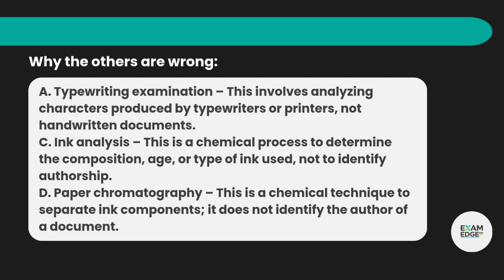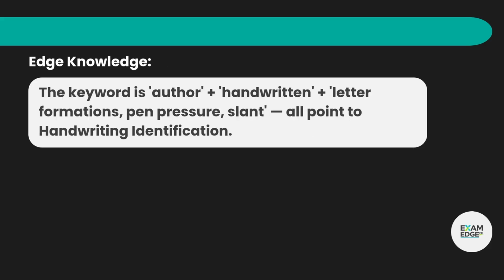A. Typewriting examination. This involves analyzing characters produced by typewriters or printers, not handwritten documents. C. Ink analysis. This is a chemical process to determine the composition, age, or type of ink used, not to identify authorship. D. Paper chromatography. This is a chemical technique to separate ink components. It does not identify the author of a document. Edge knowledge. The keyword is author plus handwritten plus letter formations, pen pressure, slant, all point to handwriting identification.